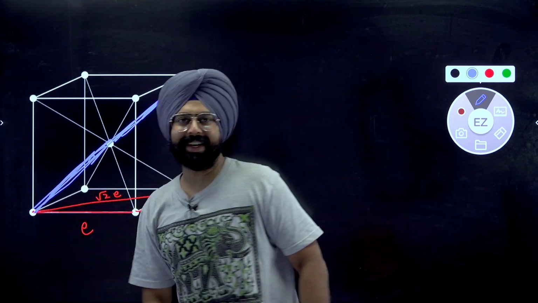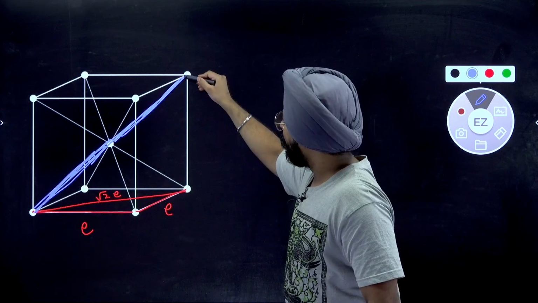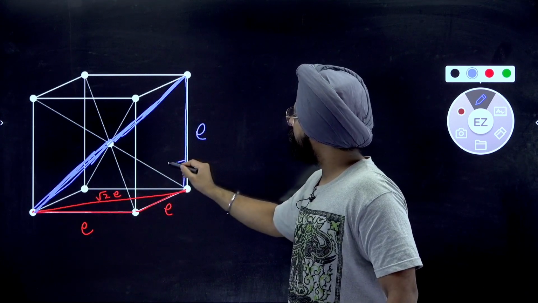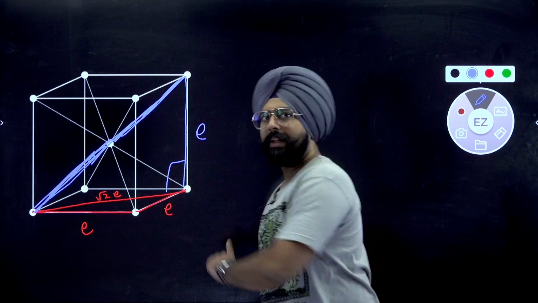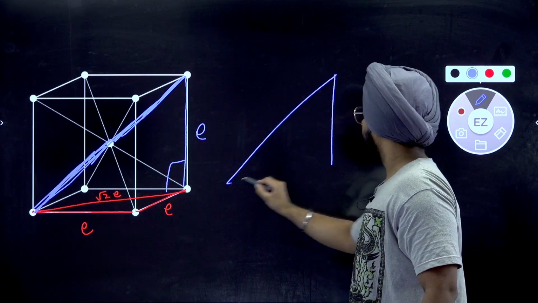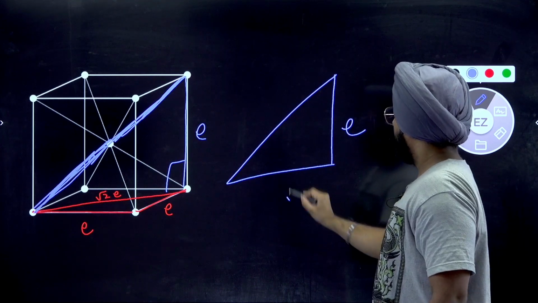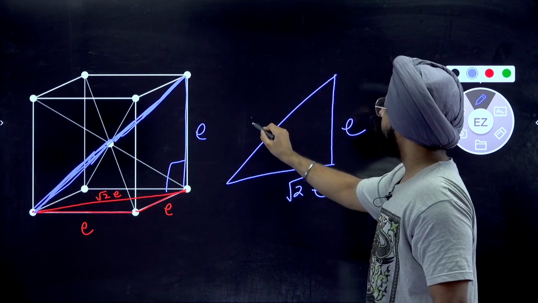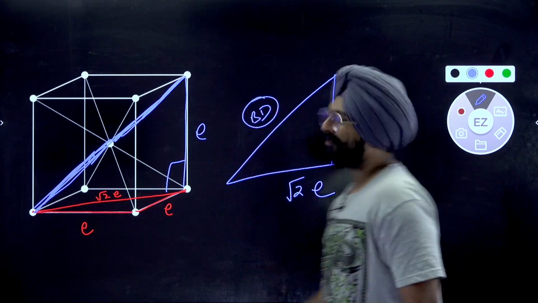This is the body diagonal. This is root 2E and this is E, and this is 90 degrees. So what's the triangle that we have over here? That triangle is something like this. This is the triangle that we have: E, root 2E, and this is my body diagonal.